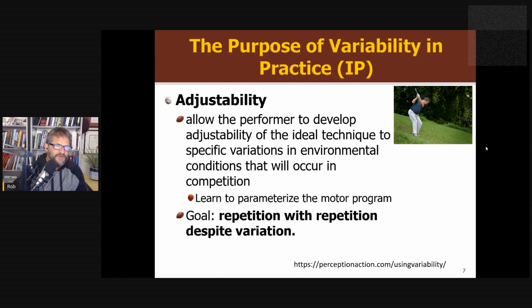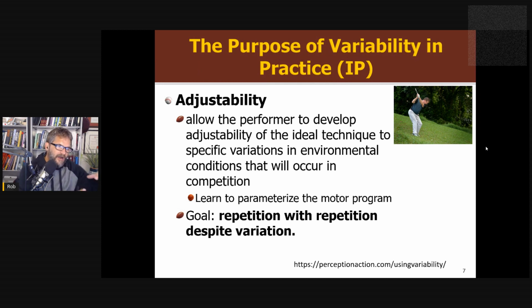So if you have to shoot from further out, or there's a defender in your face, or you're on the move, what we're going to do in order to perform under these different conditions, which everyone acknowledges exist, is adjust our existing program, right? We're going to adapt it for these conditions. So we're getting repetition with repetition despite variation, right?